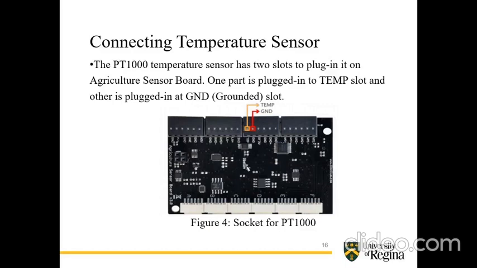Connecting the temperature sensor. The PT1000 temperature sensor has two slots to plug into on the agriculture sensor board. One part is plugged into the temperature slot and the other part is plugged into the ground slot. So here is the image of the socket where we need to insert the sensor leads.